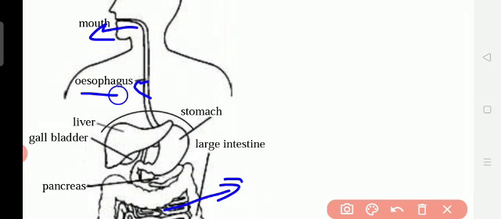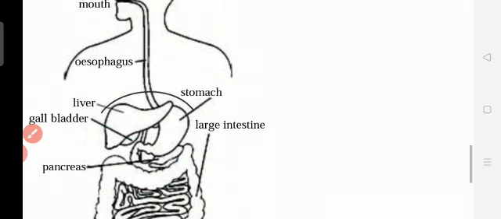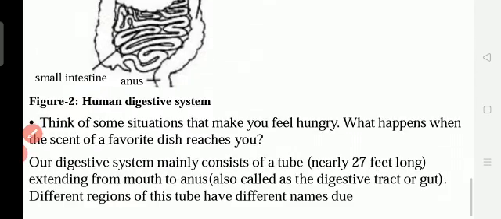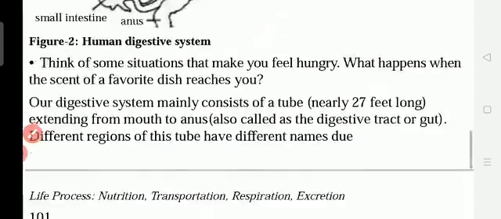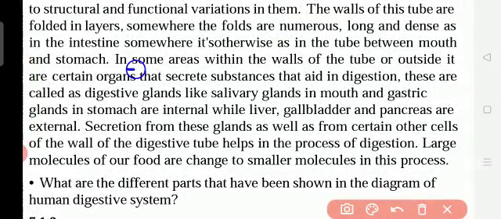This one is called what? Esophagus. The O is silent. These diagrams are very important, learn them. This is the stomach, liver, and this is the gallbladder. This round one is the large intestine, and this is the small intestine.